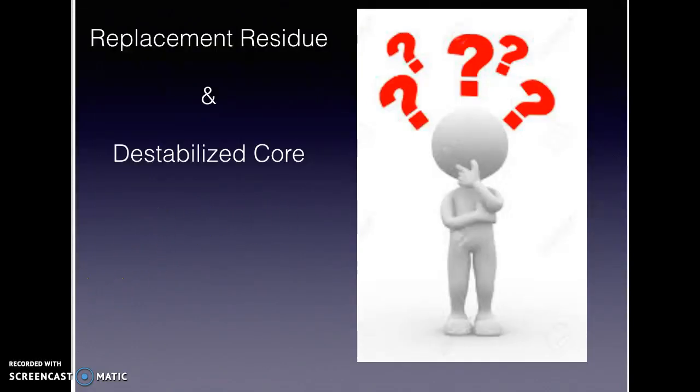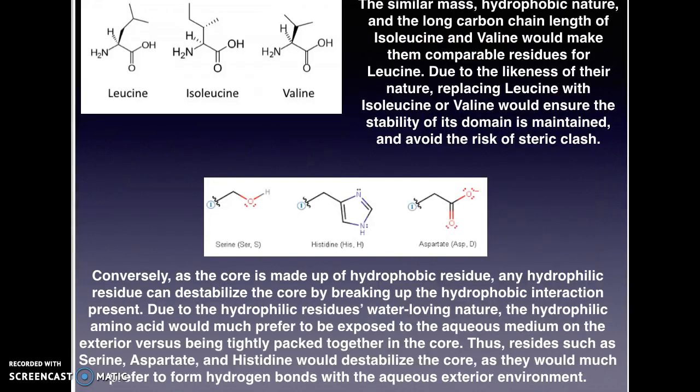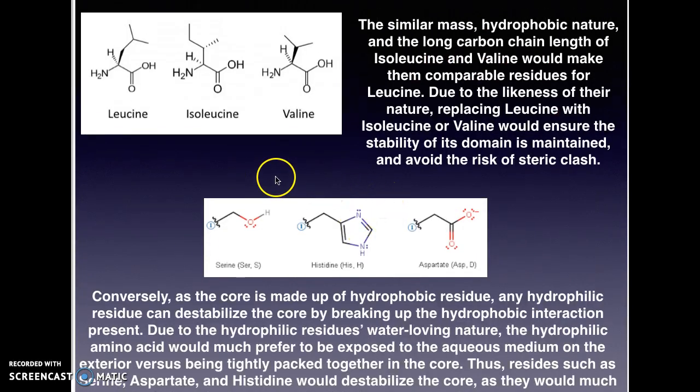Replacement residue and destabilized core. The similar mass, hydrophobic nature, and the long carbon chain length of isoleucine and valine would make them comparable residues for leucine. Due to the likeness of their nature, replacing leucine with either isoleucine or valine would ensure the stability of its domain is maintained and avoid the risk of steric clash.